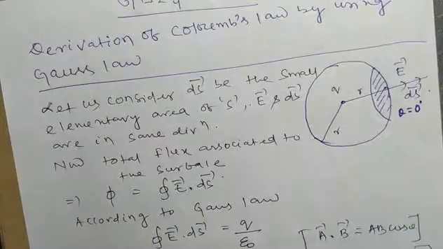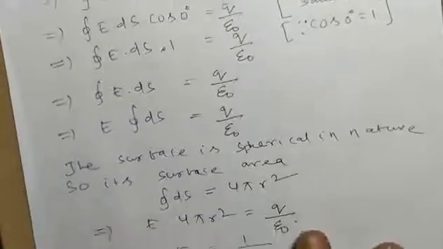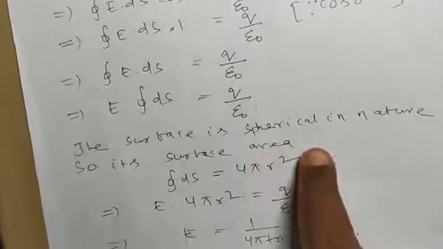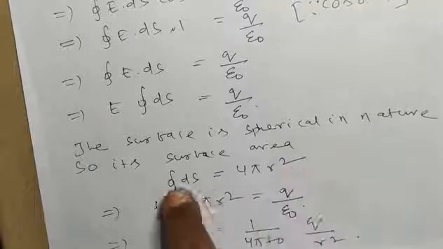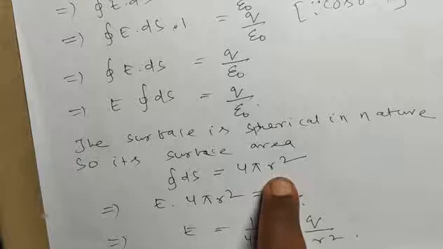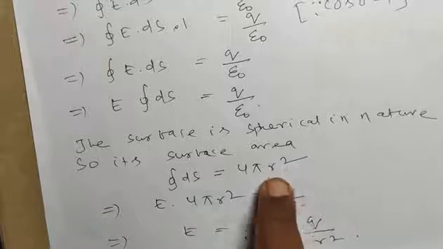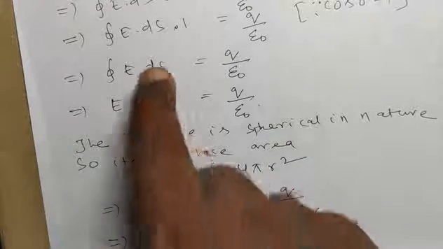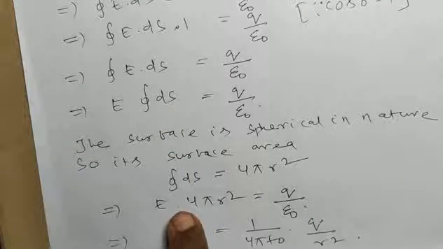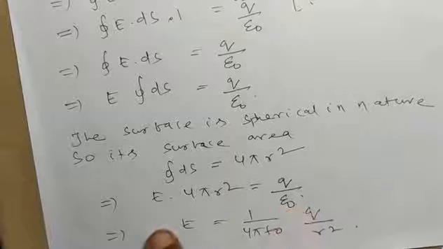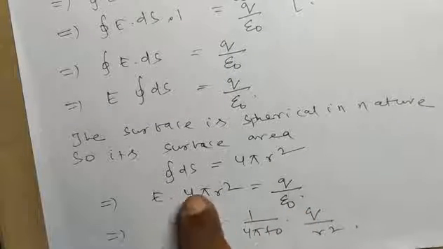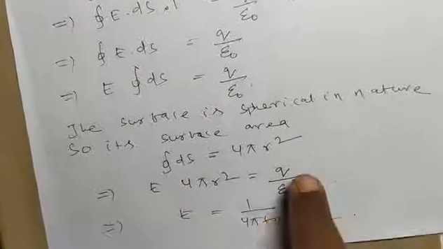Surface area means parshva pushta thala. Then the surface area of a sphere equals 4 pi r square. So closed integral of ds equals 4 pi r square. I put the value of that total surface area, 4 pi r square, equal to q by epsilon 0, and then E equals 1 by 4 pi epsilon 0 into q by r square.